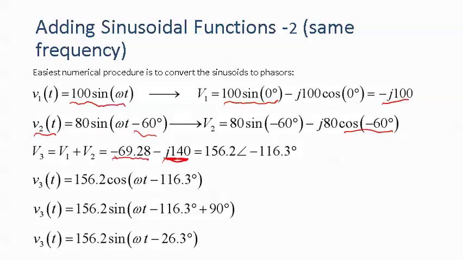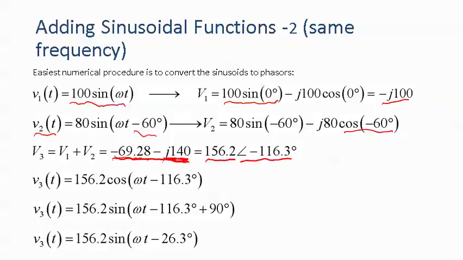Now, that's a complex number in rectangular form. If we put it in polar form, we would get 156.2 at an angle of minus 116.3 degrees. And of course, we know how to do that conversion. It's just a right triangle, and 156.2 is the square root of the sum of the squares of the real and imaginary parts. The angle we get by taking the arctangent of 140 over 69.2, remembering that that's in the third quadrant, so it's minus 116.3.